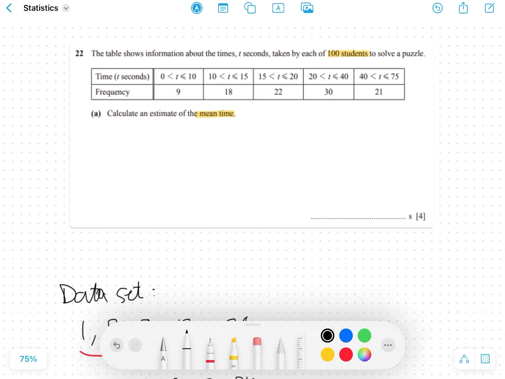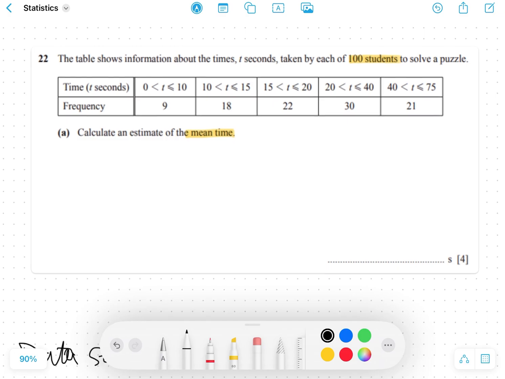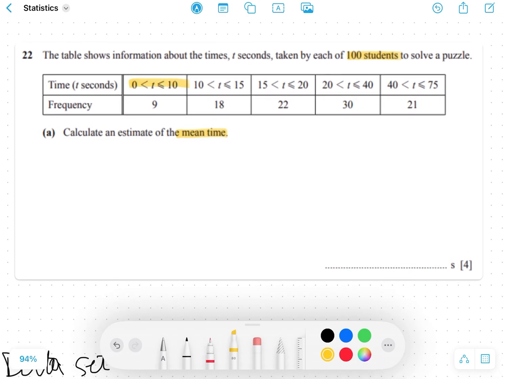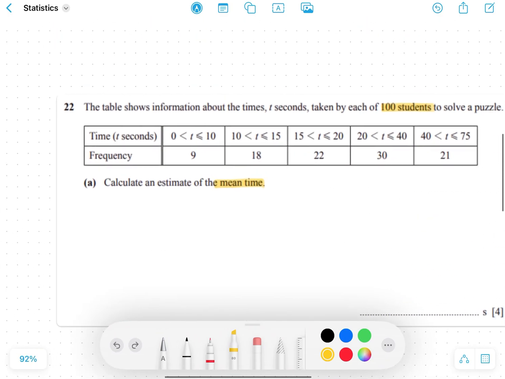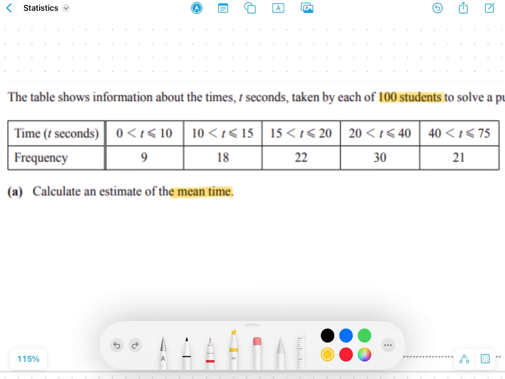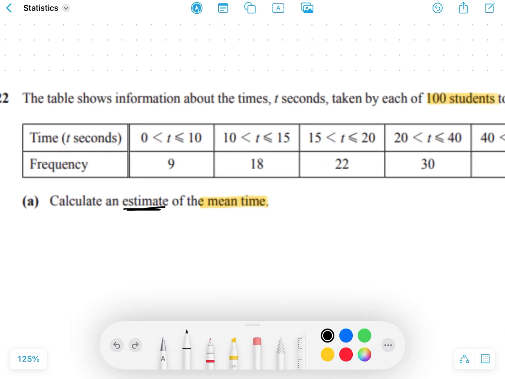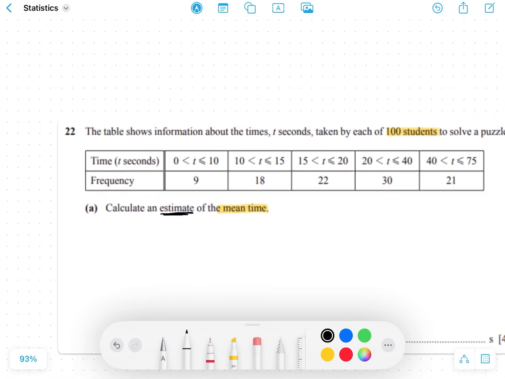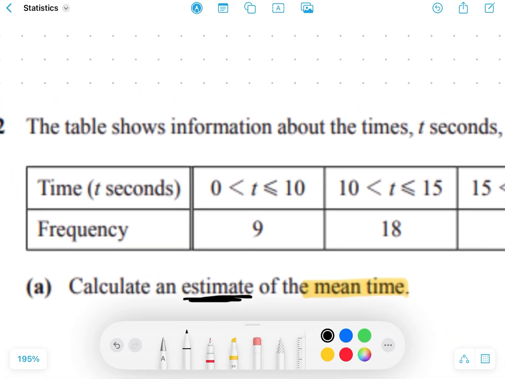Now we can use this logic up here, except what's different is that here we're given a range instead of a specific number such as 1, 3, 8. If we're given a range like this, we have to use the midpoint of each interval. That's why it's asking us for an estimate, because we're assuming that the midpoint is a good indicator for the interval. So we use the midpoint for each one.